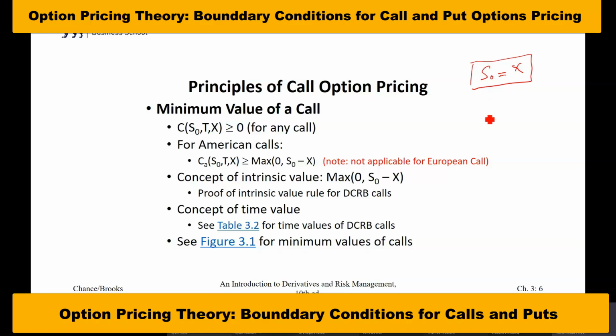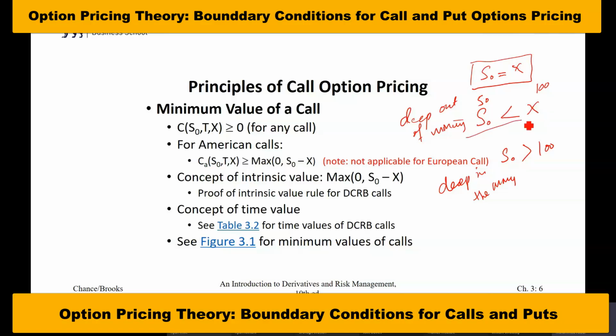So for example, look at this. S naught is less than X, and let's suppose it is deep out of the money. Let's suppose the current stock price is 50 and the exercise price is 100. So you can say there are very little chances that this price can go beyond X. If it doesn't go beyond X, why would you exercise your right? So it is deep out of the money. In such options, will you have any interest in buying options which are deep out of the money? Because here a clear winner would be mostly the call writer.